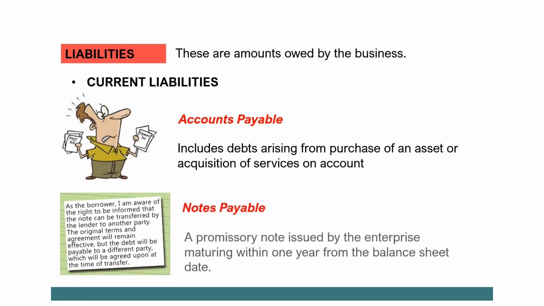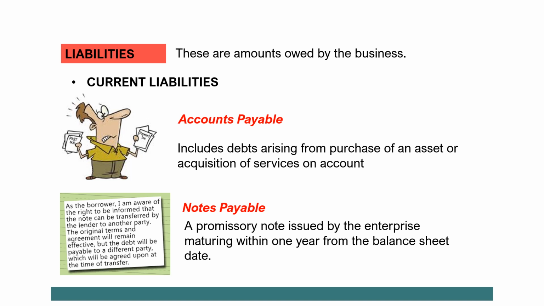How about notes payable? If your payable is evidenced by a promissory note, you have notes payable, but you have to take note of the period. This is a promissory note issued by the enterprise maturing within 1 year from the balance sheet date. So notes payable maturing within 1 year are classified as part of current liabilities.